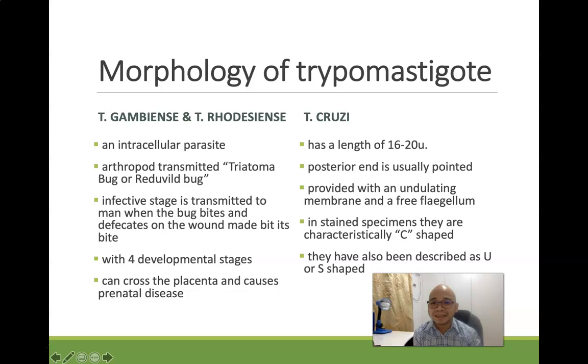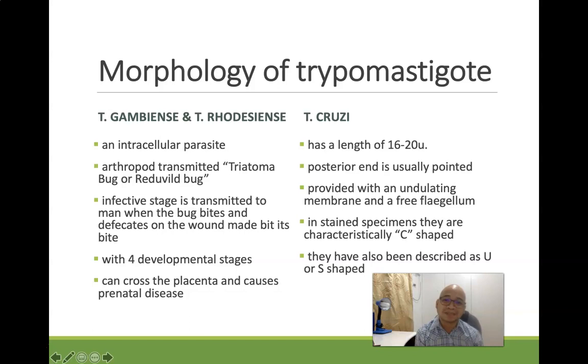Okay, so the bug has to defecate on the wound. So you have a wound, and the Reduvid bug is so big. So they defecate on your wound. And it will now develop into 4 developmental stages. Unfortunately, Trypanosoma gambiense and rhodesiense can cross the placenta and may eventually cause prenatal disease.